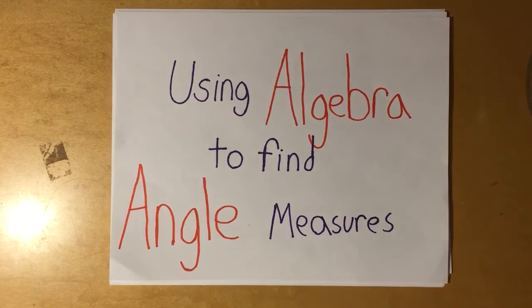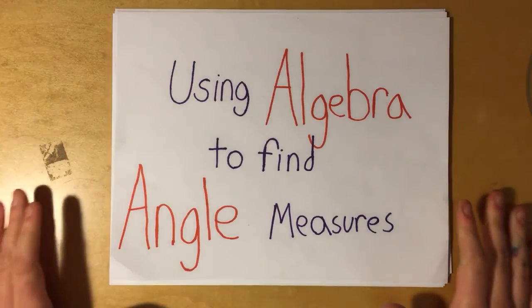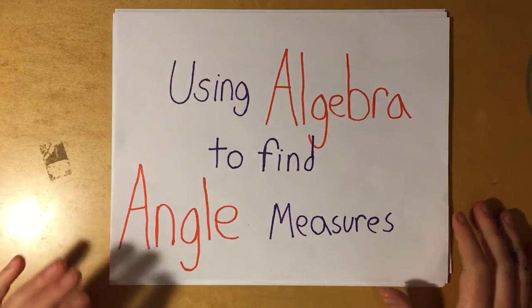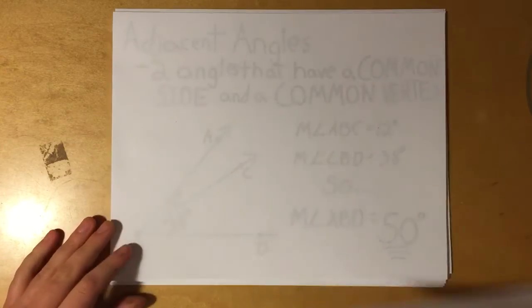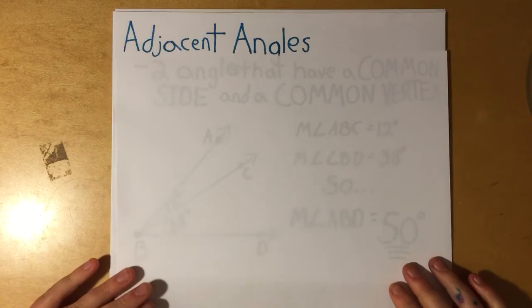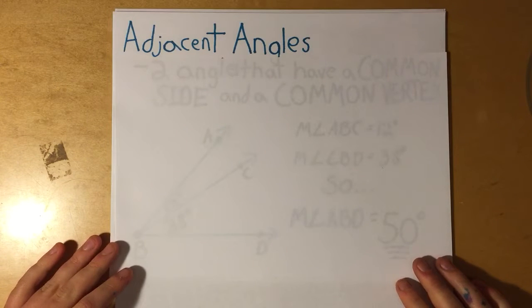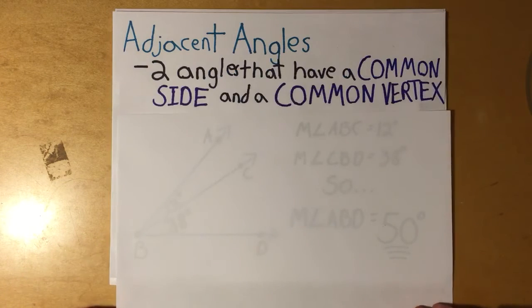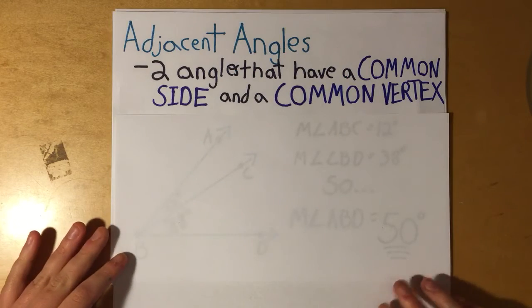Today I'm going to be explaining how to use algebra to find angle measures. But before I go into some examples, I'm going to go over some key concepts. Adjacent angles. Adjacent angles are two angles that have a common side and a common vertex.